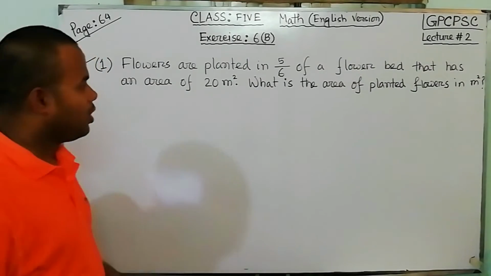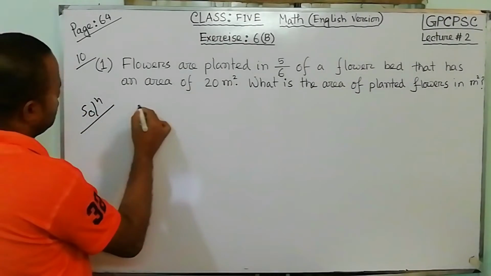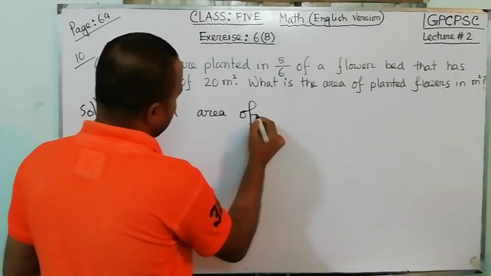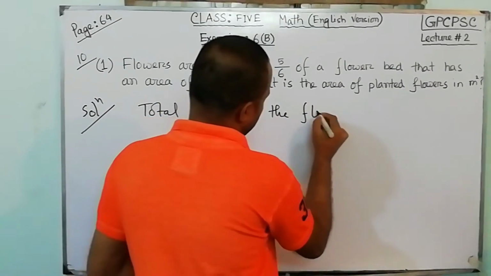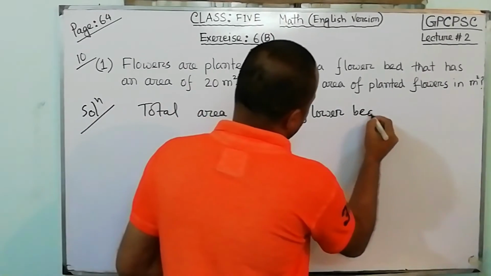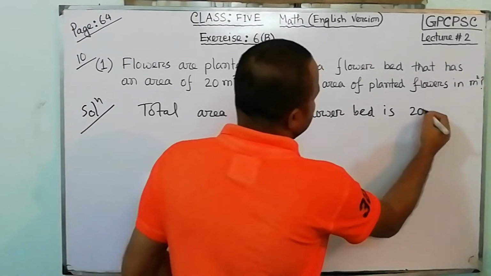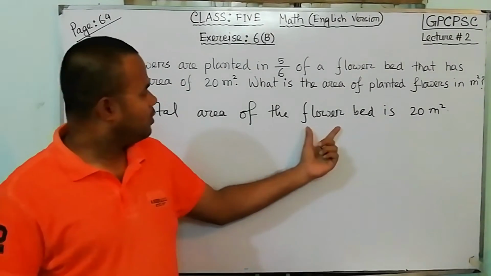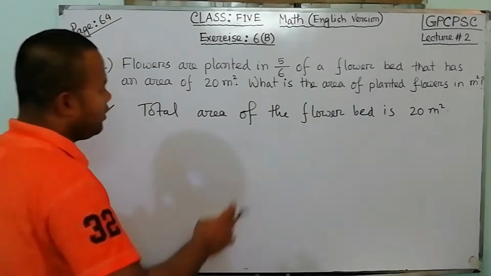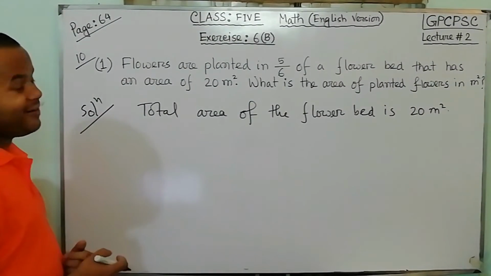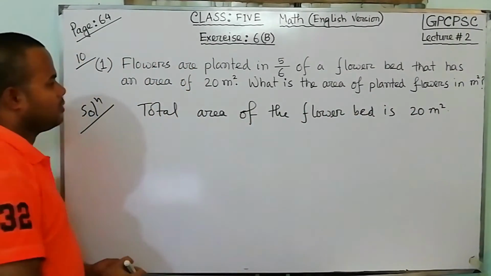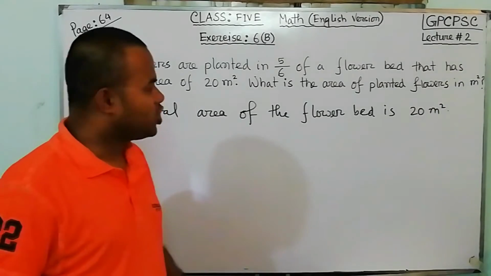So here we have the total area of the flower bed is 20 meter square. That is given. Total area of the flower bed is 20 meter square, and flowers are planted in 5 by 6 portion of the total area. That means we have to do multiplication here.